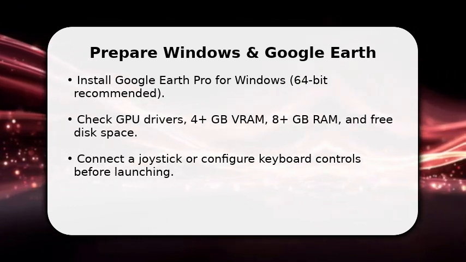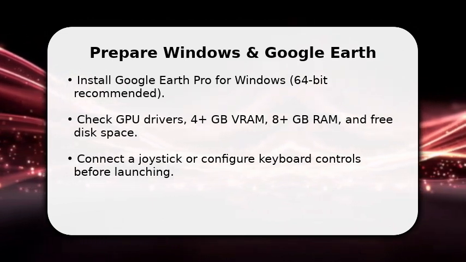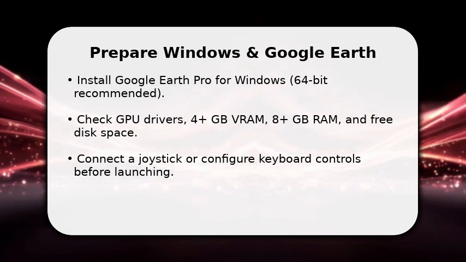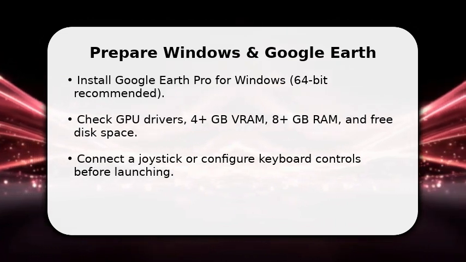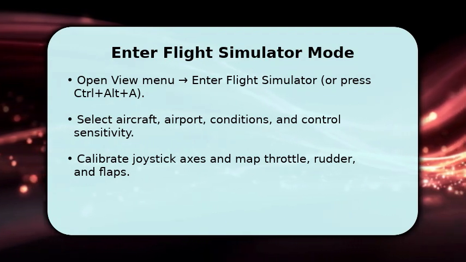After installation, launch Google Earth and sign in, if needed to preserve settings, and sync any cached data for faster load times. You now enter Flight Simulator mode via the View menu or keyboard shortcut. This switches Google Earth into real-time flight rendering.